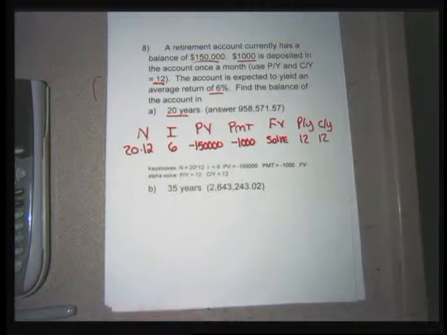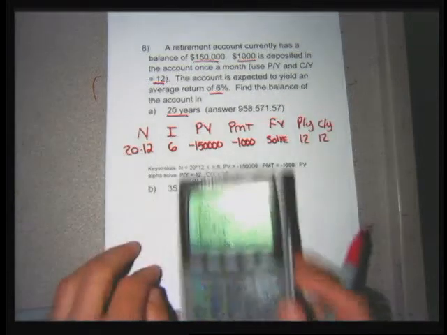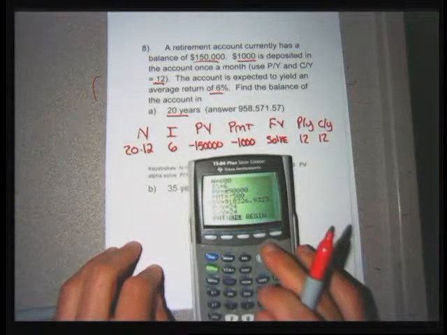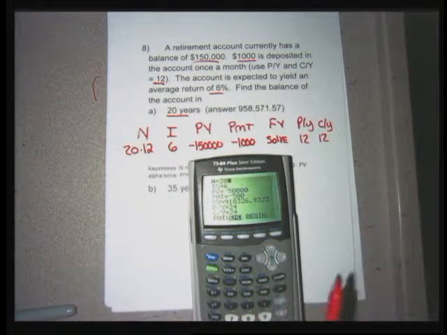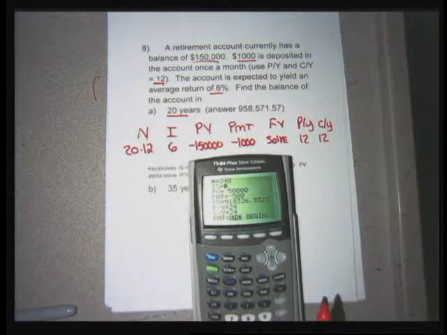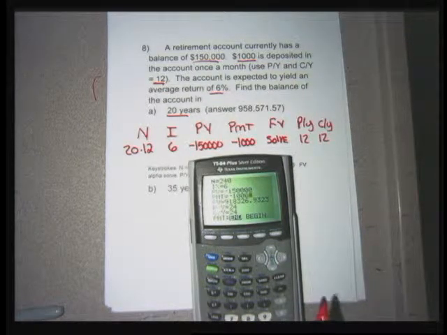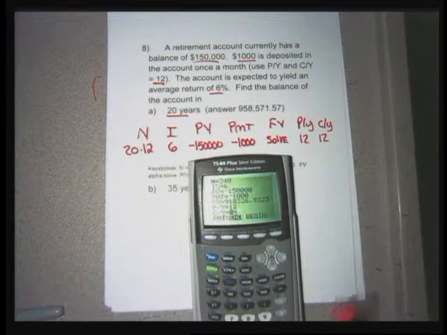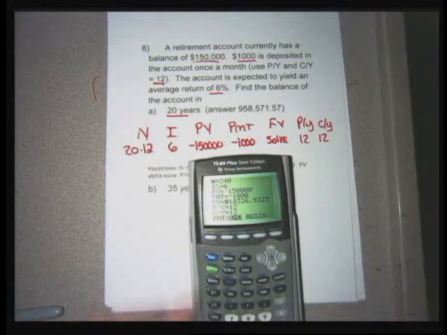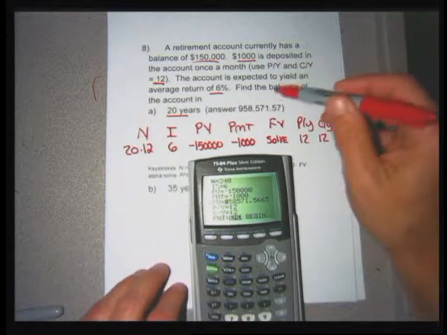The PY and the CY, I'm going to use 12 because there's 12 months in the year. I'm making monthly deposits. When I do this and solve for future value, I'll get to my answer. So for the N, I'm going to go 20 times 12. For the interest rate, I'm leaving it at 6. I'm making the PV negative 150,000, bumping up the payment to negative 1,000, changing the PY and the CY to 12, and now I'm going to solve for future value by hitting alpha and enter, and I'll get this amount.